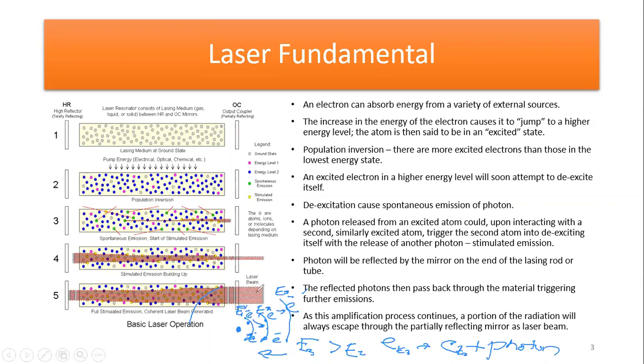So the process in creating a laser itself is that you must have a lasing material. You have two mirrors at the end of the laser tube. One is a high reflector, reflecting 100% of the beam. The other one is a partial reflector, right? And then you supply, you pump energy. Usually this is using a flashlight. They call it a flashlight.